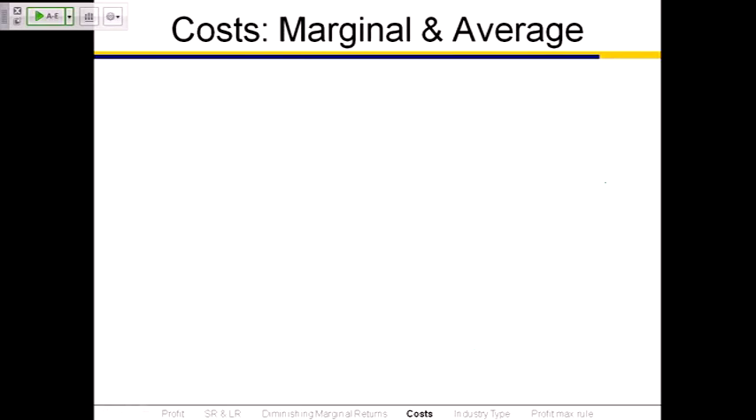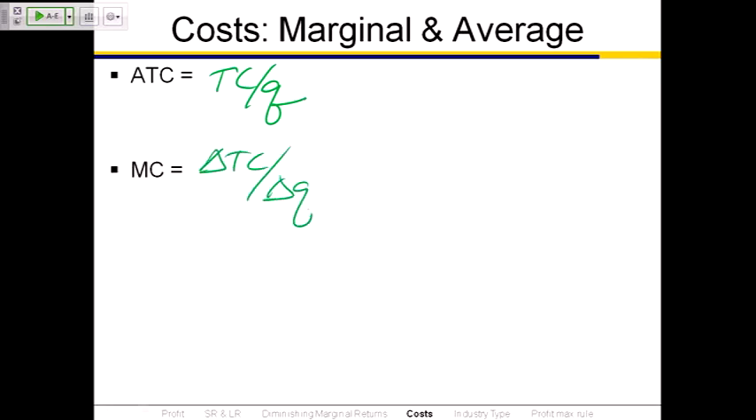Marginal and average. Average total cost is to take the total cost and divide it by the quantity. So if it costs $400 to produce 4 units, then the average cost would be the 400 divided by the 4. The marginal cost, as we just saw, is the change in total cost divided by the change in quantity. It's the additional cost of producing 1 additional unit.